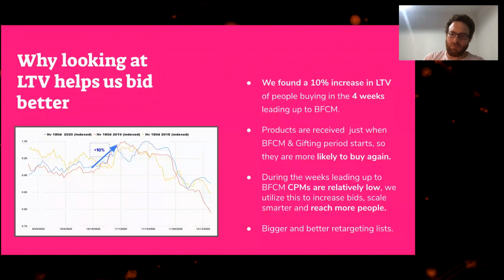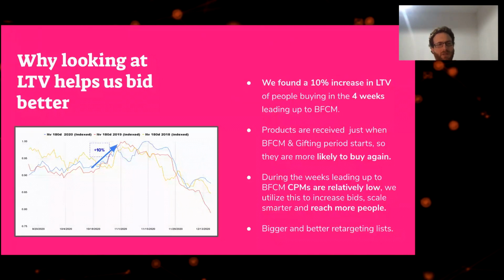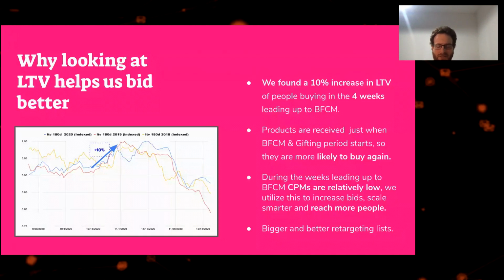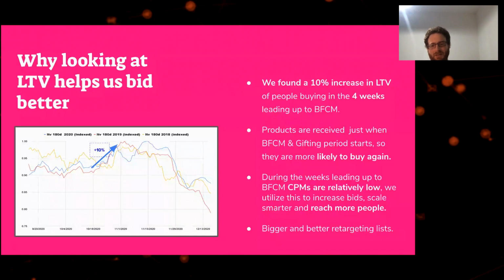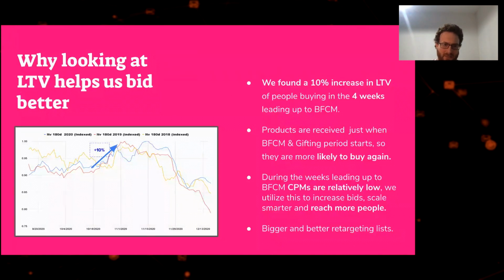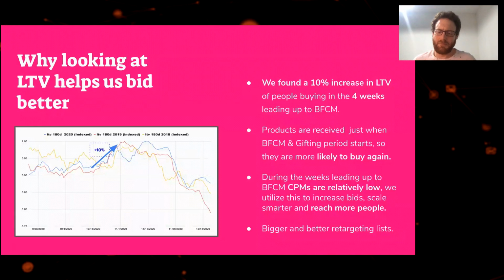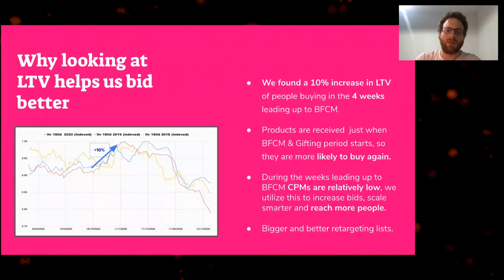So that's what I have to say about biddings. The next point I want to discuss is account structure, more specifically simplified account structure, and that's something that made a very big difference for Mixtiles in 2020. And let's talk about that.